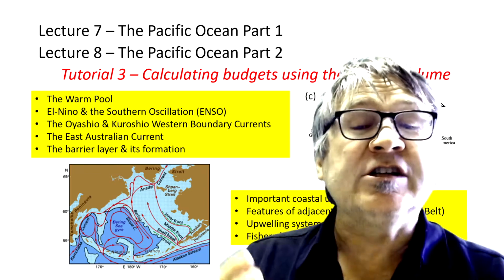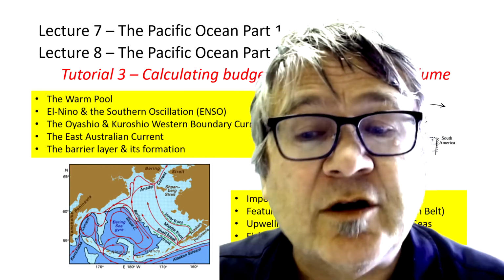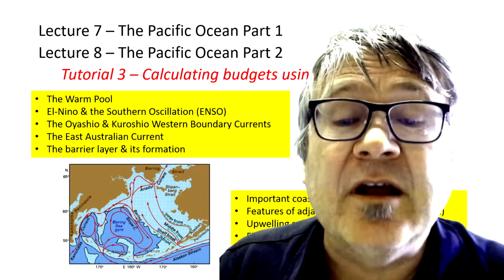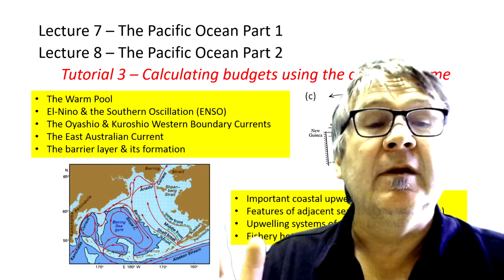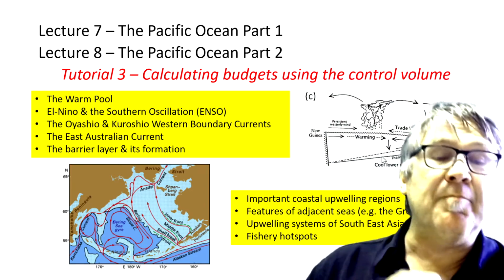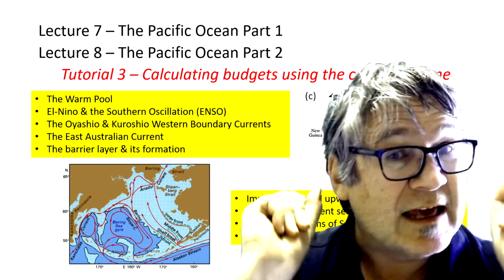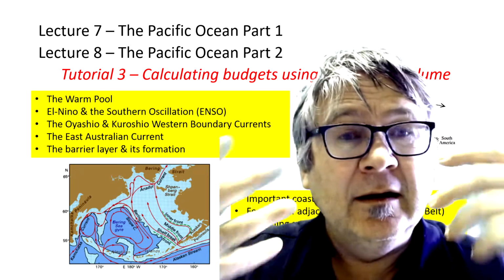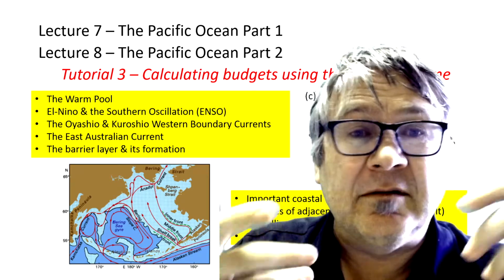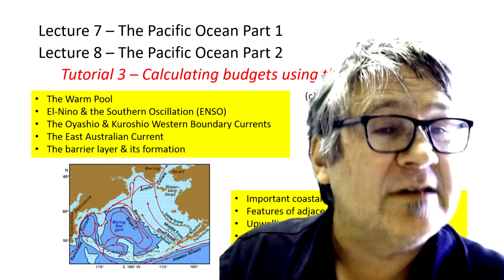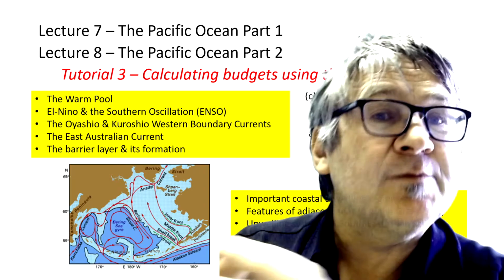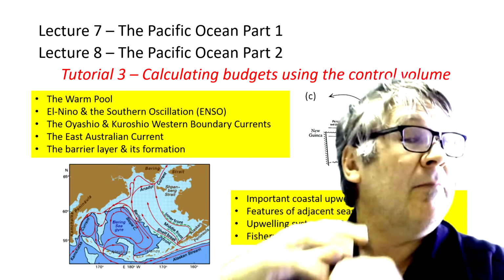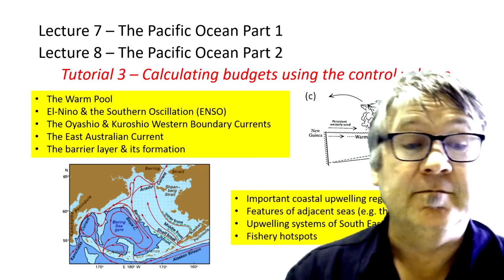Indeed, the Oyashio and Kuroshio western boundary currents, the East Australian current, and I introduce you to the barrier layer and its formation. We talk about important coastal upwelling regions, and again, if I just say upwelling, then it should click. You should get an idea, or you should become excited because there are some hotspots of biological production, okay, maybe also biological diversity.